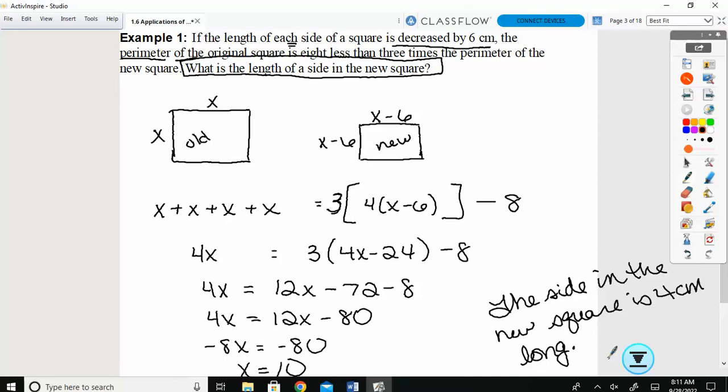You guys can all write sentences. I expect capital letters, periods. Use units. Don't just say 4. Tell me the 4 centimeters. Give me a good sentence at the end that clearly answers the question.